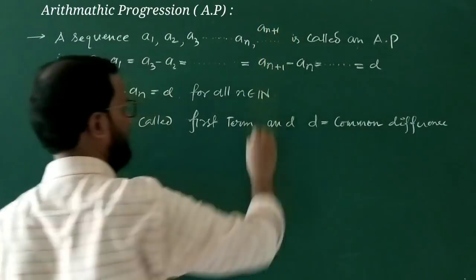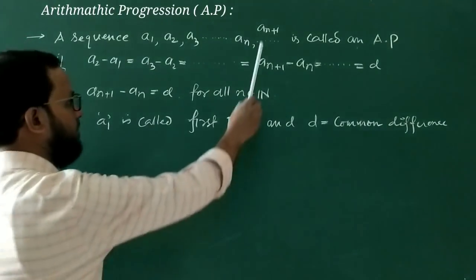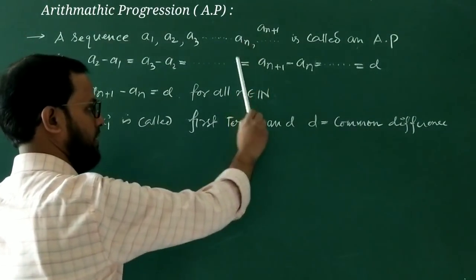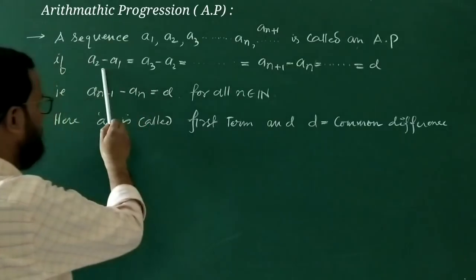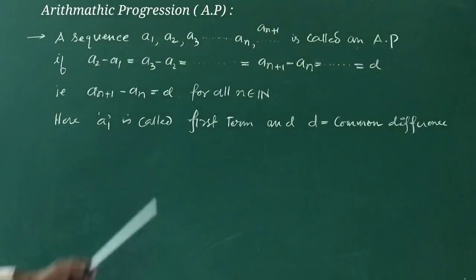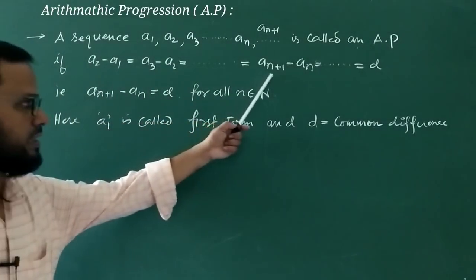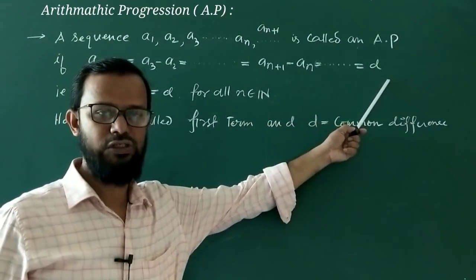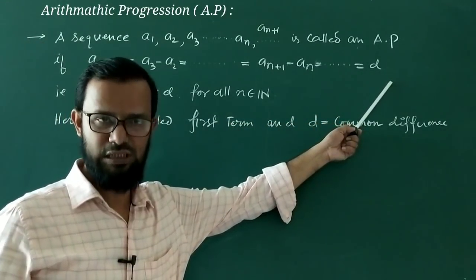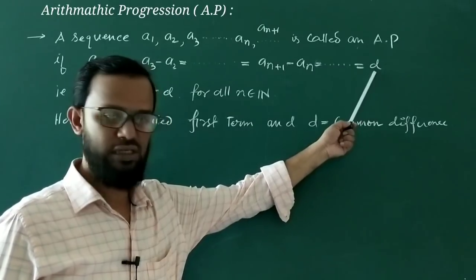So a_(n+1) minus a_n. In this way, the difference between two consecutive terms is equal to a particular constant. That particular value is called d, and d is a constant quantity.